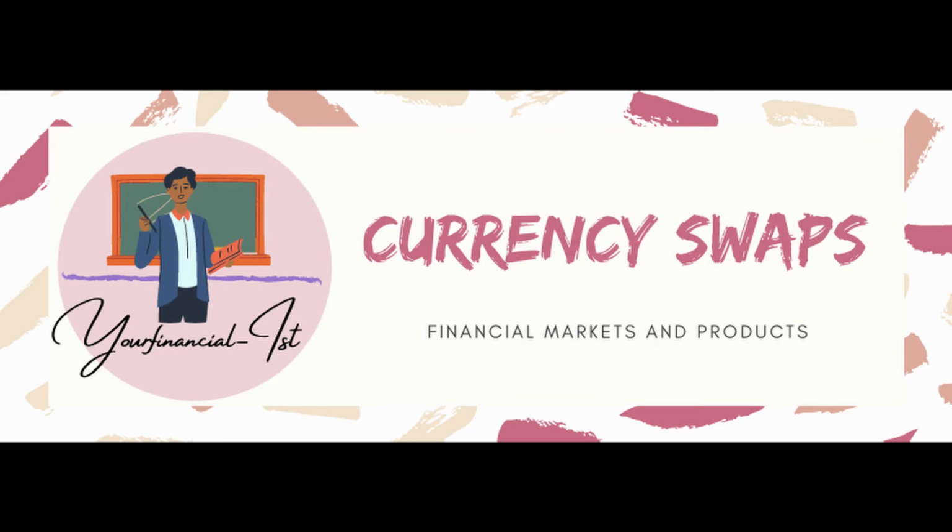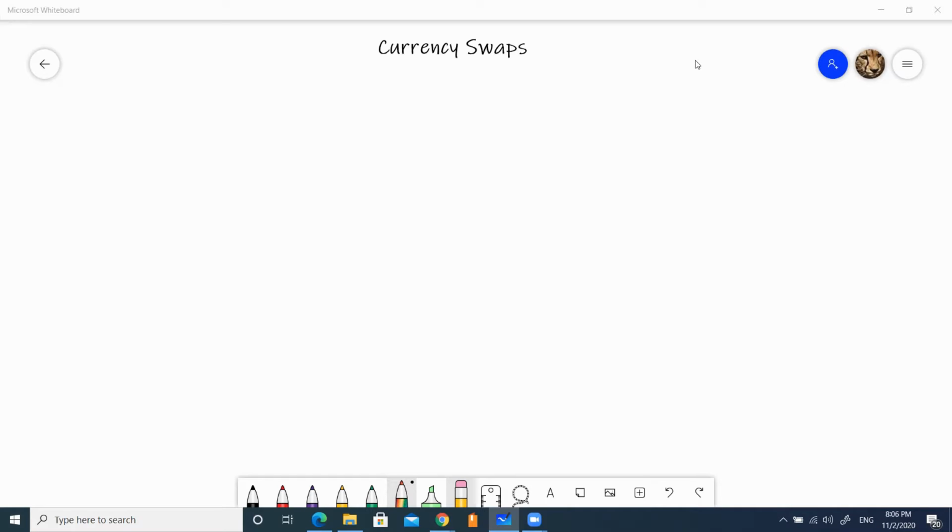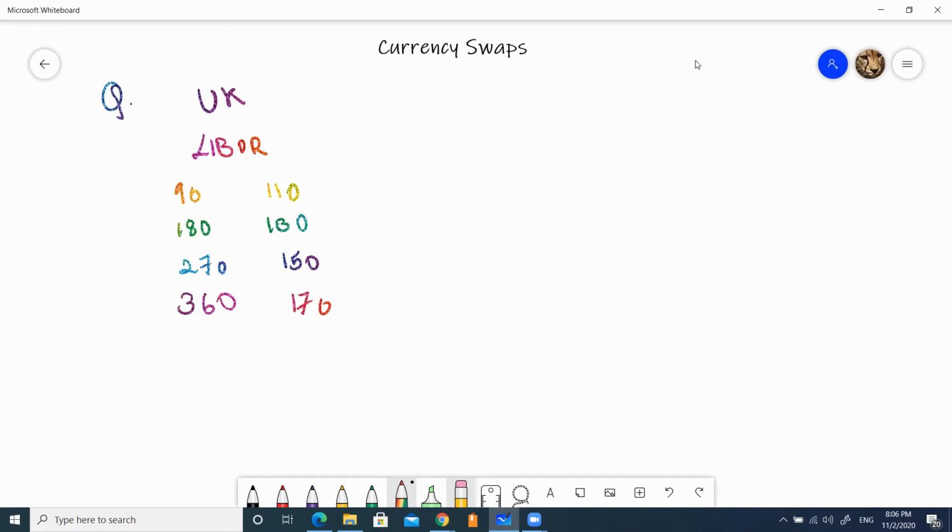The next part is currency swaps. When you think of currency swaps, what you need to visualize is that a currency swap is the only swap that exchanges at inception. So let us take the UK and the LIBOR rates for the UK. Let us say that the rate for 90-day LIBOR is 110, for 180-day LIBOR it is 130, for 270-day LIBOR it is 150, and for 360 it is 170. Now, these four rates that I've given are in BPS.